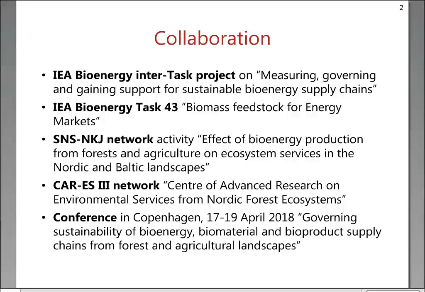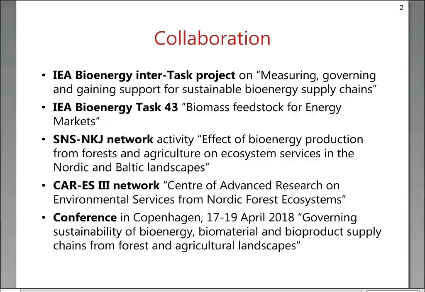Within IEA Bioenergy, there's many tasks. There's about a dozen that are working through a 3-year period, and oftentimes we come together in what are referred to as intertask projects. And the first bullet here you can see relates to a current project led by Martin Junginger from Utrecht. The title of that is Measuring, Governing, and Gaining Support for Sustainable Bioenergy Supply Chains. So this intertask project has enabled us to assemble colleagues who are focused on this with a wide variety of disciplinary strengths and backgrounds.